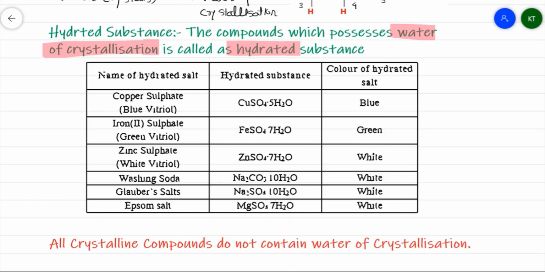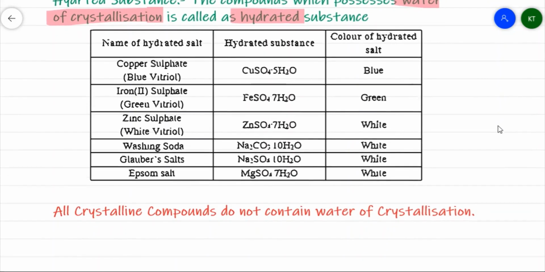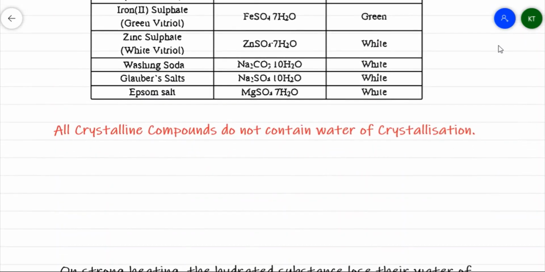Washing soda, that is Na2CO3.10H2O. It's also white in color but contains 10 water molecules as water of crystallization. So here you have a list of compounds which possess water of crystallization, and these salts are called hydrated salts. Now, an important point to make a note of.